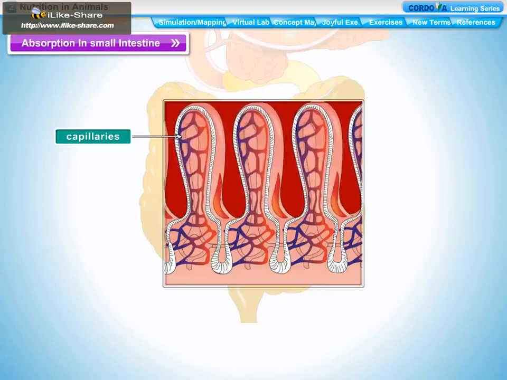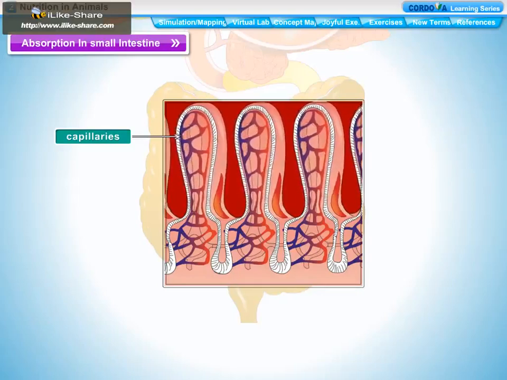The absorbed food is carried to all the cells of the body by the blood. This food is utilized by the cells to release energy.